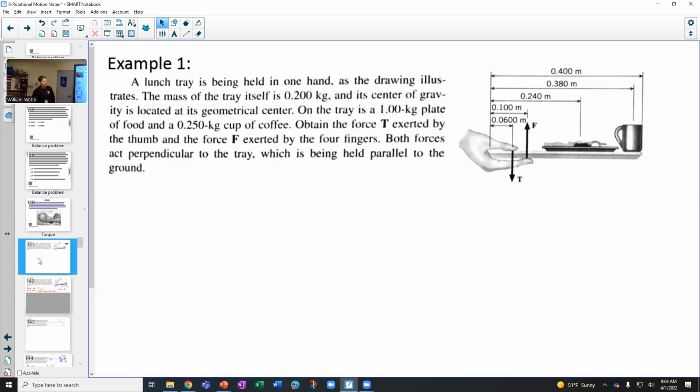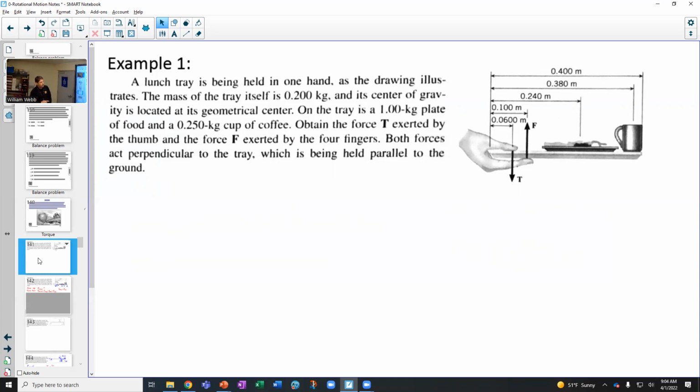On the tray is a 1 kilogram plate of food, so 2.2 pounds of food, and a 0.25 kilogram cup of coffee, clear out on the edge of the tray. Obtain the force T, so they're calling it T not for torque, but force of T for thumb, exerted by the thumb, and the force F exerted by the fingers. So T for thumb, F for fingers. We're trying to find the force of each of those so that it would keep the tray balanced.